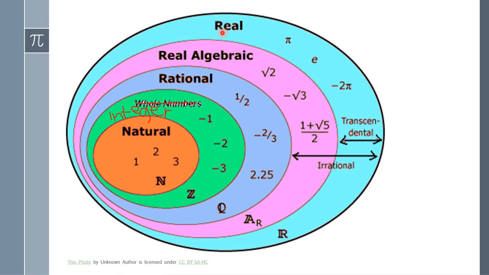So the real numbers are composed of real algebraic, rational, integers, and natural. The real algebraic is also composed of rational, integer, and natural. The rational numbers are composed of integers and natural. The integers contain the natural numbers. Okay? So they are families within families: a big family, with smaller families, and even smaller ones, smaller and smaller. Okay?